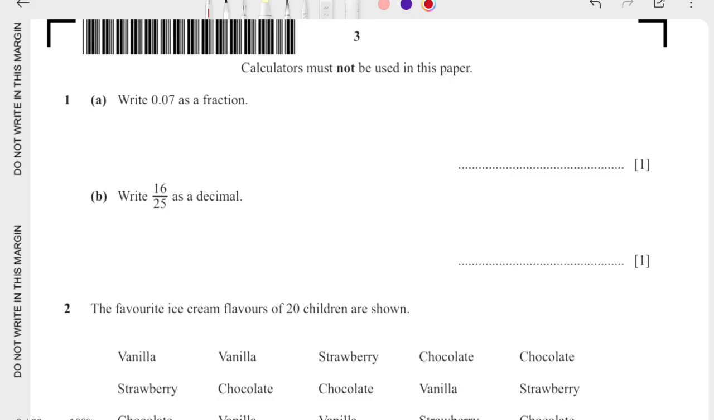Write 0.07 as a fraction. So we will remove the decimal. The decimal will be removed, so the final answer would be 7 over 100.